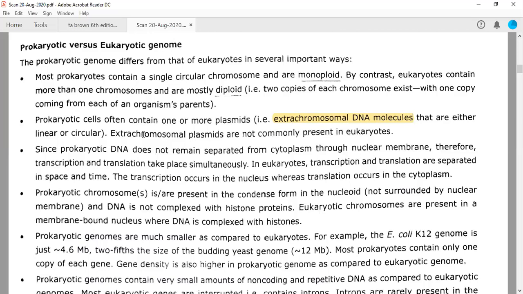Okay, so fine. Since prokaryotic DNA does not remain separated from the cytoplasm by a nuclear membrane, transcription and translation take place simultaneously. Actually, the bacterial cell can divide so efficiently, within 20 minutes, because of certain characteristics, because they do not have a nucleus.